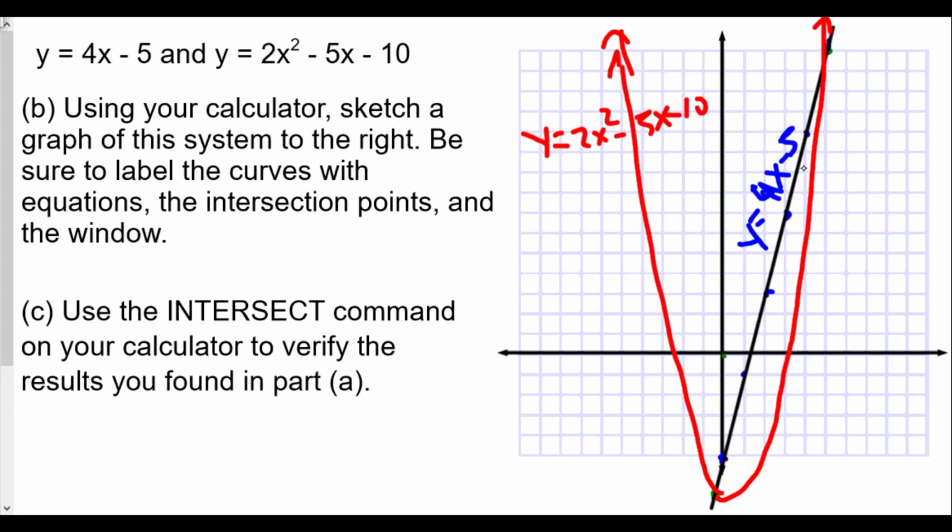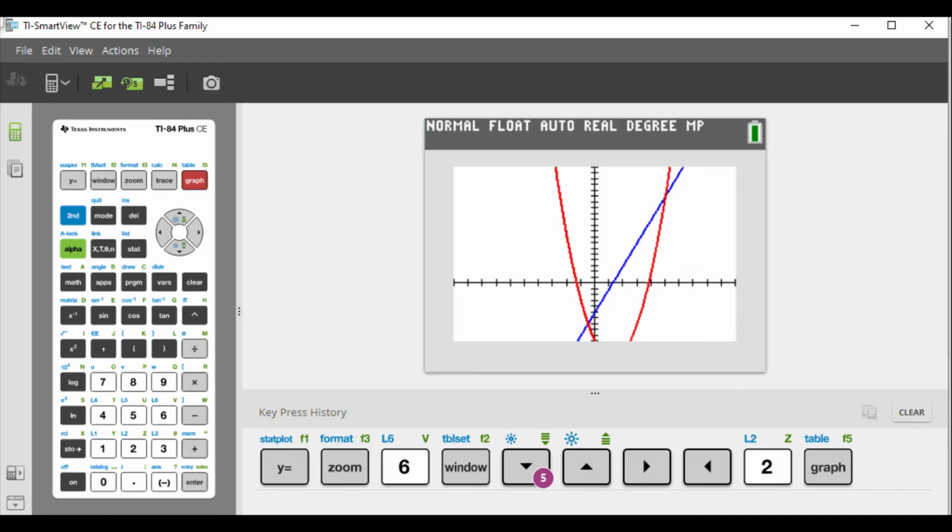And our points of intersection: this point here is -1/2, comma, I believe we said -7. And this point here was, I believe, 5, comma 15. Now, what we're going to do on our graphing calculator is use an intersect function to find the values in this case. To verify, we have negative 1/2, comma negative 7, and 5, comma 15. So let's pull up the calculator again.